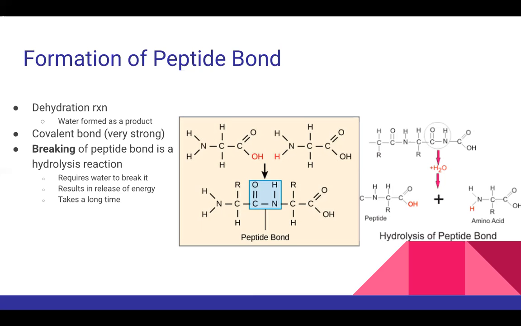Breaking of a peptide bond is a hydrolysis reaction, which means it requires water to be put in and releases energy when doing so. The peptide bond is very strong. That's one thing you really need to know. And remember, just for a side note, that the amino acids are read from the N terminus to the C terminus. That's important when you're looking at these diagrams.